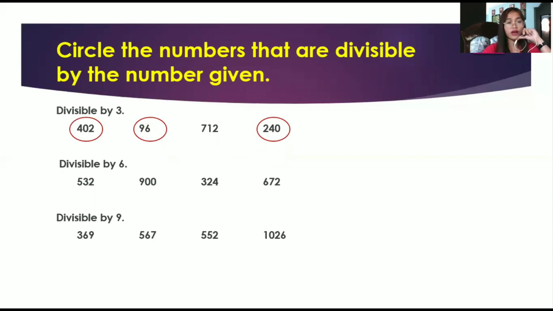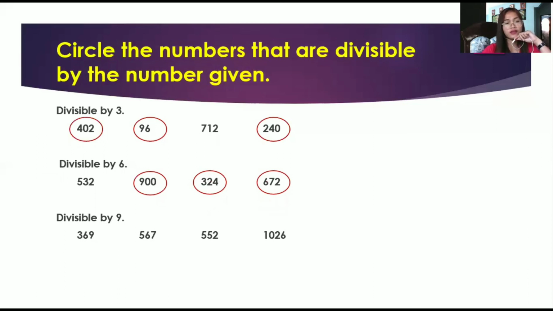Next, down to divisible by 6. What are the numbers that are divisible by 6? We have 900. What else? Okay, 324. Try to check your answers if you have the right answers. Then, okay, 672. Did you get it? So, what is the divisibility rule for 6? It must be divisible by 2 and 3.